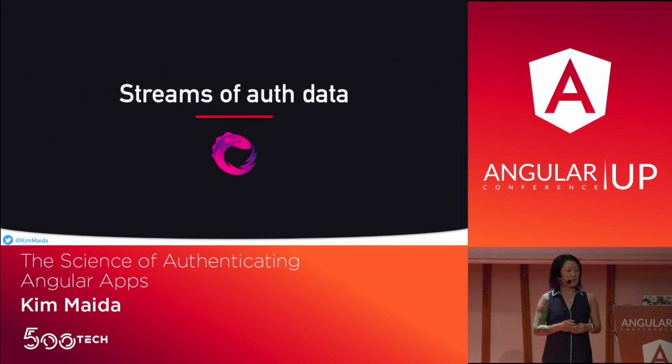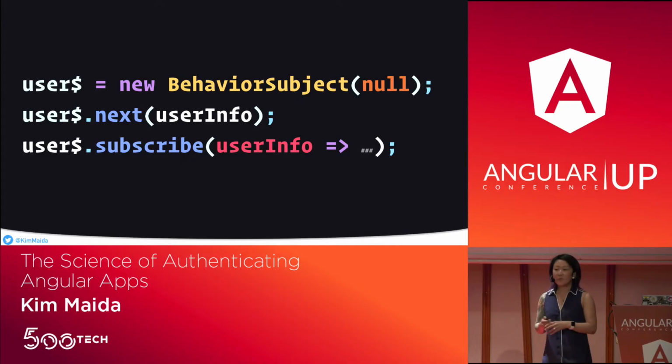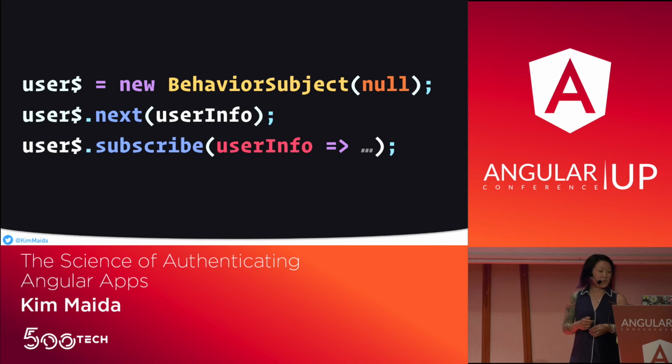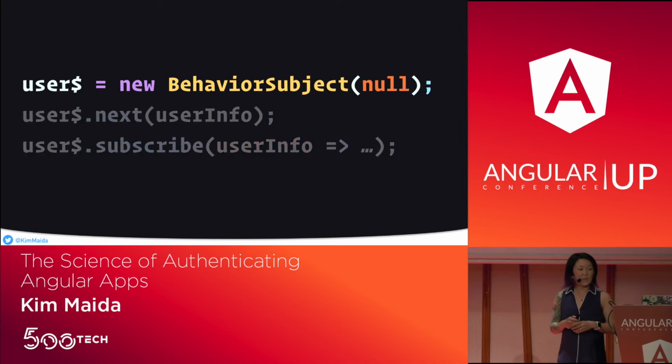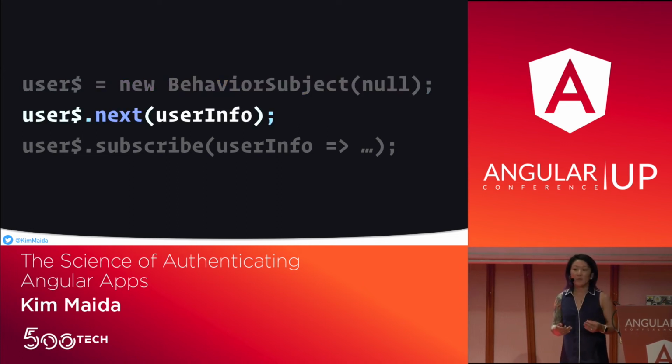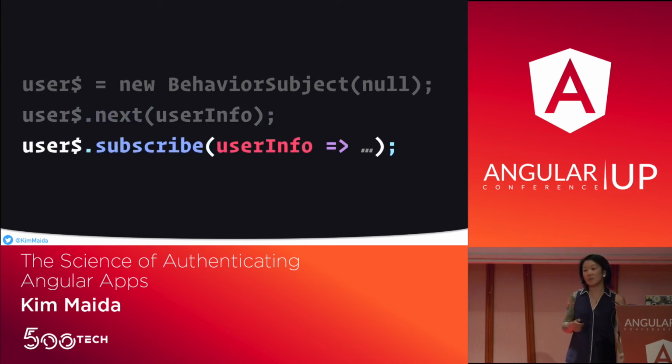Now, another thing we can do is create streams of authentication data, such as, as mentioned before, token availability, user info, login status. So if we were to create a stream for something like user data, for example, we can do this by creating a BehaviorSubject. And then when data becomes available, or if it changes based on some authentication event that occurred, somebody logged in, they logged out, etc., then we can tell our stream to emit values, and then we can subscribe to it and take some action when that value changes.